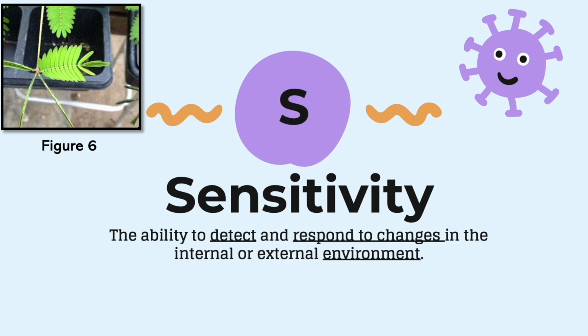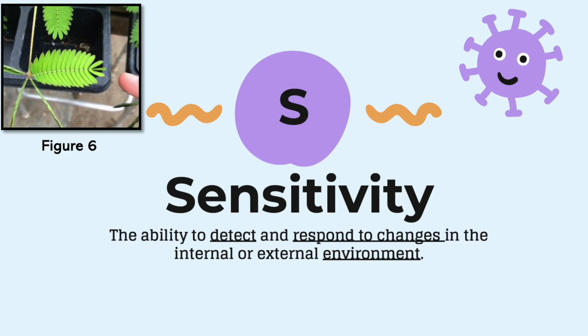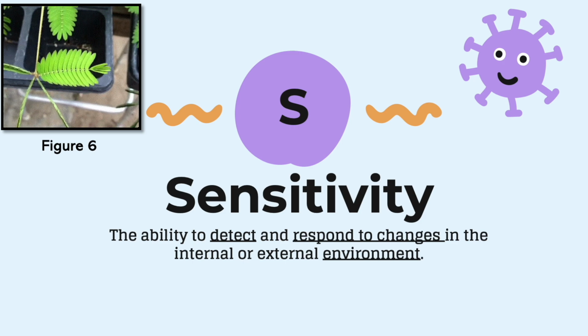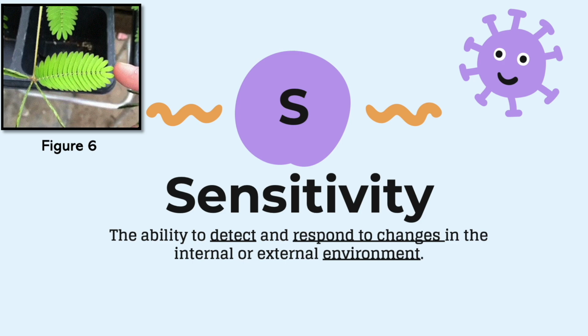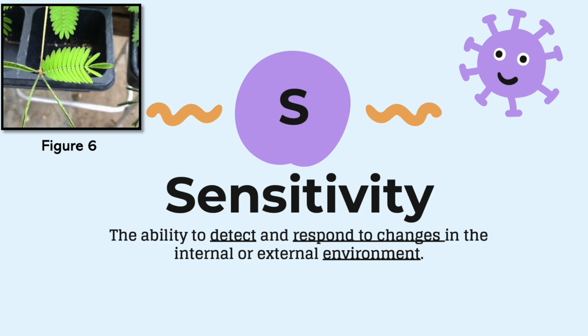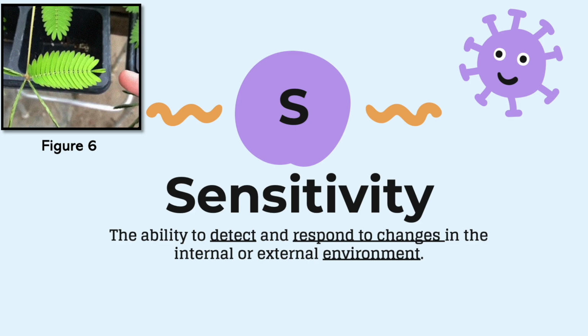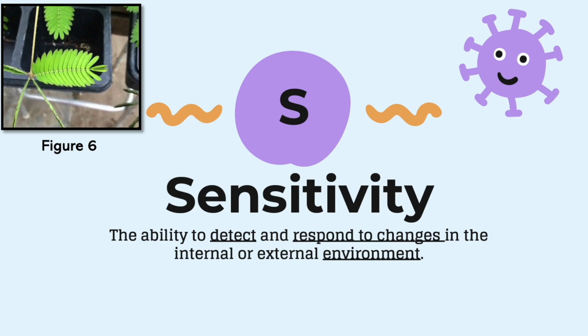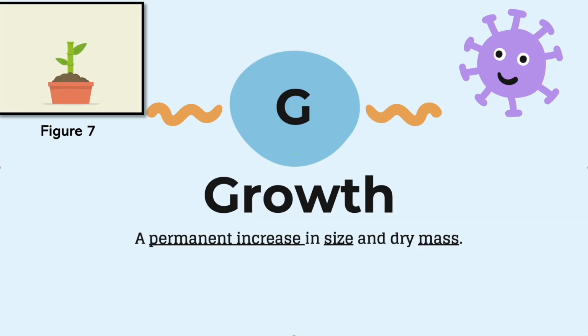Sensitivity is all about detecting changes. Humans react to temperature, sound, and light, but plants do too. That shy little Mimosa pudica in the illustration, which is a type of plant, folds its leaves when touched. Super cool! So in scientific terms, it's the ability to detect and respond to changes in the internal or external environment. Growth is more than just getting bigger. It's a permanent increase in size and dry mass. From babies to bamboo, growth is a sure sign something's alive.